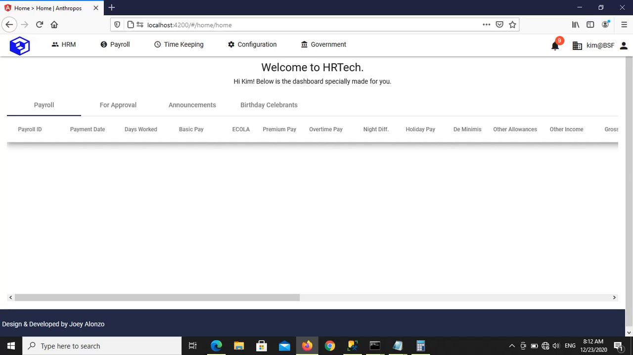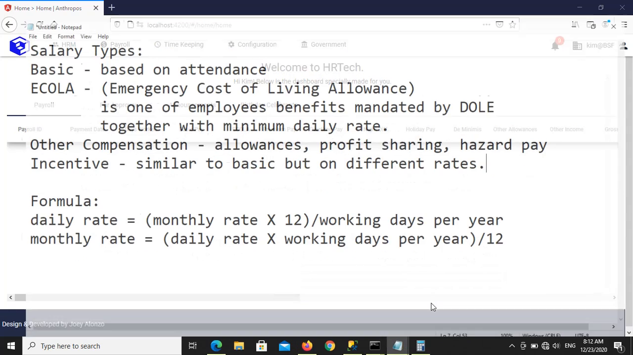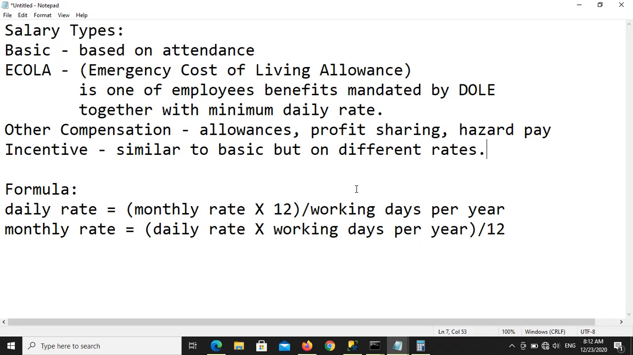Hi, in this video, I want to discuss the salary. So first, I want to discuss some of the terminologies regarding salary. When it comes to salary, we are not just talking about the basic. There are actually many types of salary.